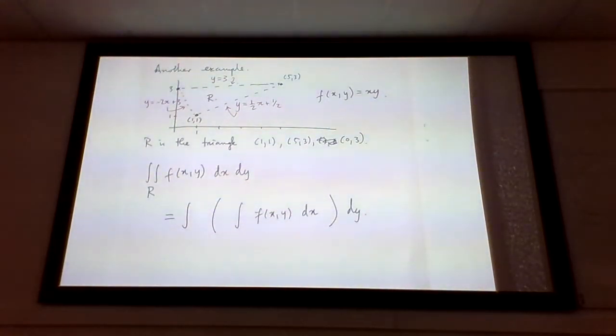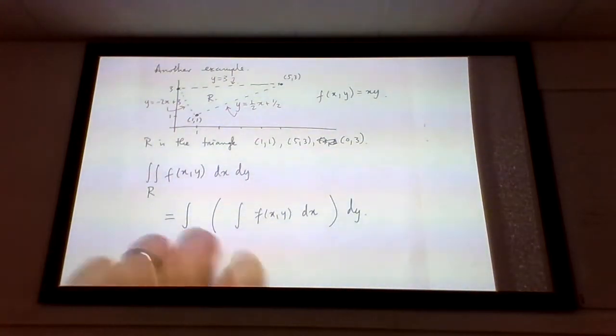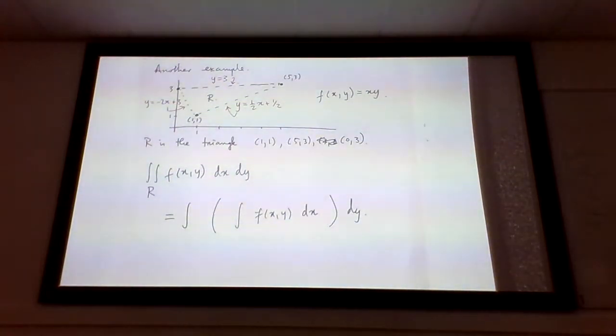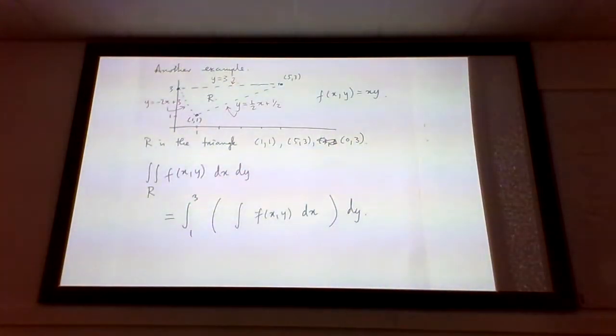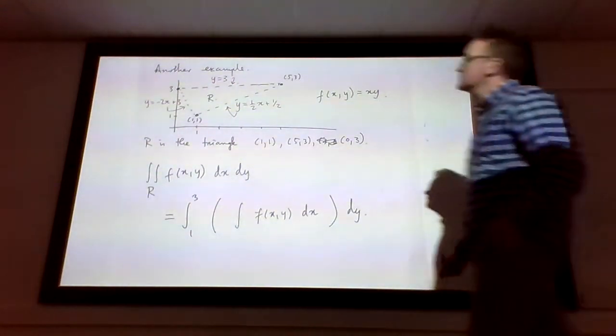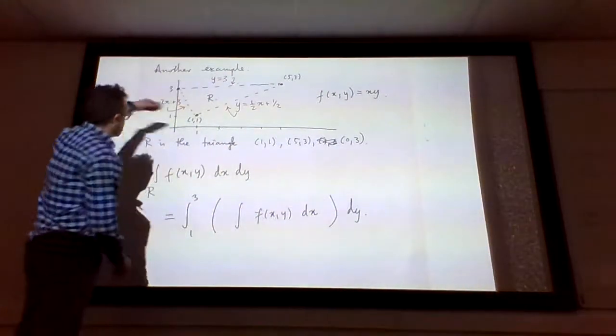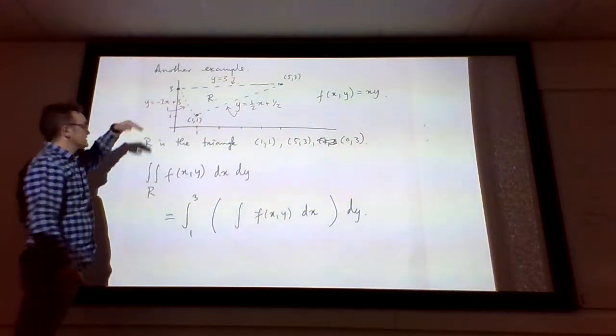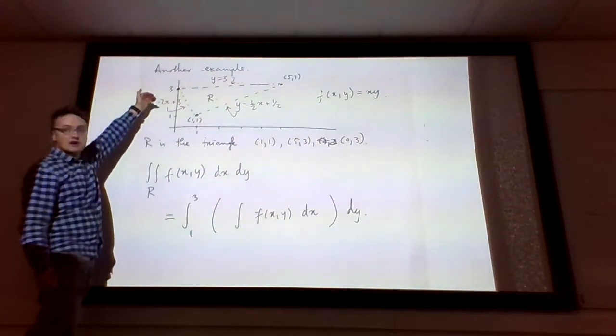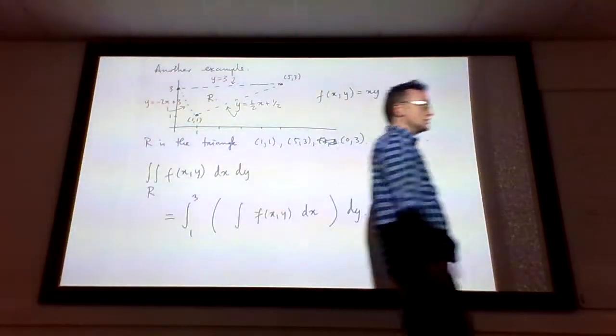So we can fill in these limits of integration now, because when we look at this region, we have to integrate from y equals 1 up to 3 in order to capture the region R. Because we have to take cross-sectional slices of R parallel to the x-axis from height y equals 1 up to height y equals 3 in order to cover the region.